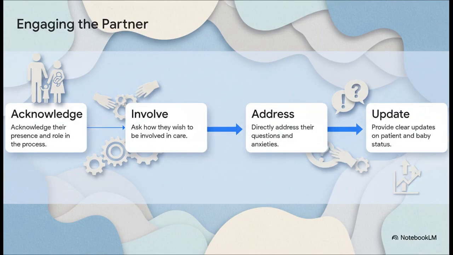And hey, don't forget, you're not just caring for a patient, you're caring for a family. The partner is a huge part of the team, so you've got to actively bring them in, acknowledge them, ask them what they need, and keep them in the loop. This helps calm their fears and actually empowers them to be a better support person for Anthony.